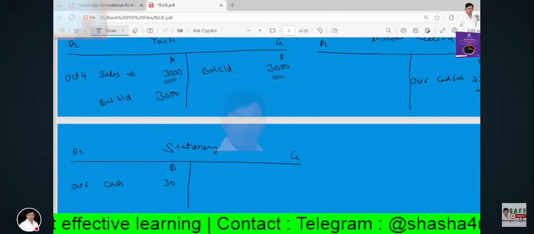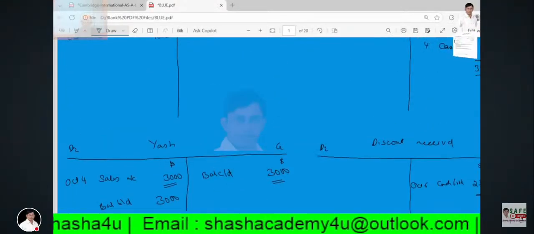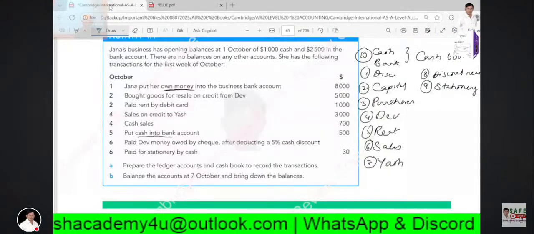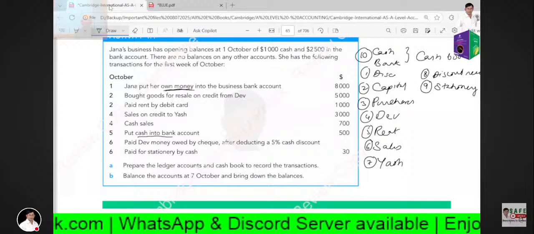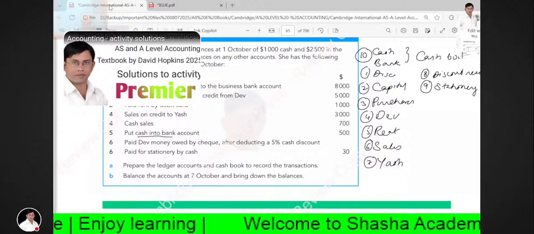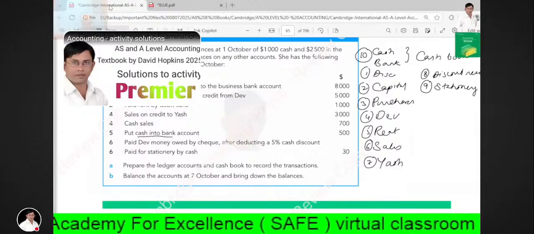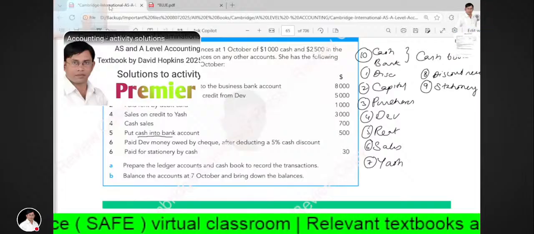So this is the end. This is what we need to do in this: balance the accounts first and bring down the balances. This is how we have to do balancing.